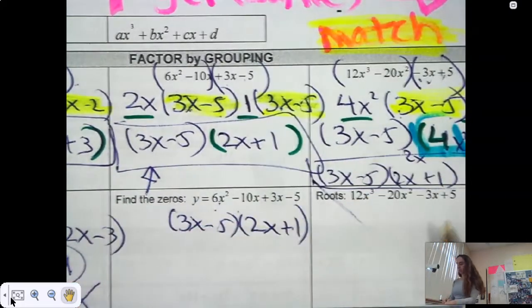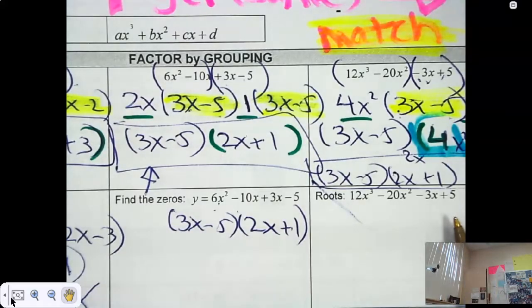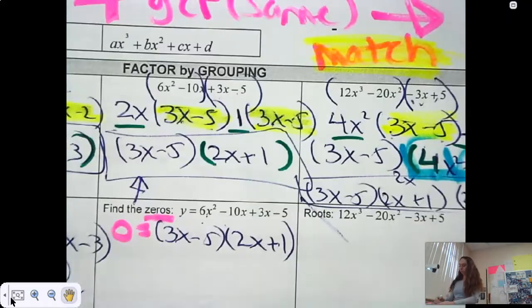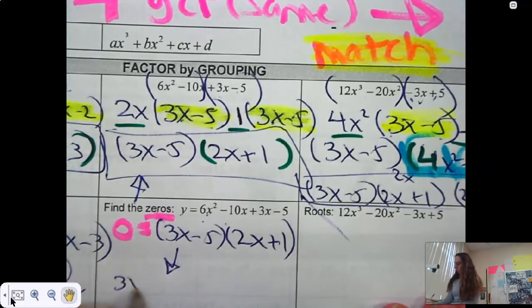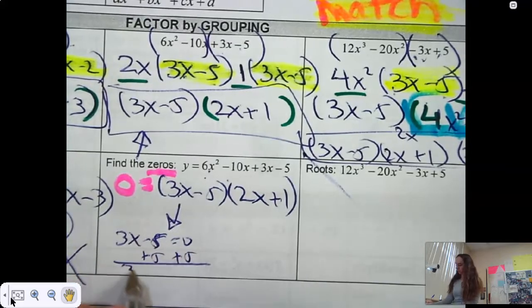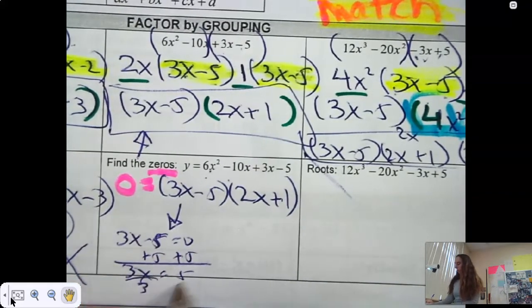Now the key is, oops, I set it equal to 0. When it says find the zero, set it equal to 0. So I take this, set it equal to 0. Some of us are good at doing it in our head. Some of us need to show work. It doesn't matter. There's no judgment. Get the answer. Don't cheat.